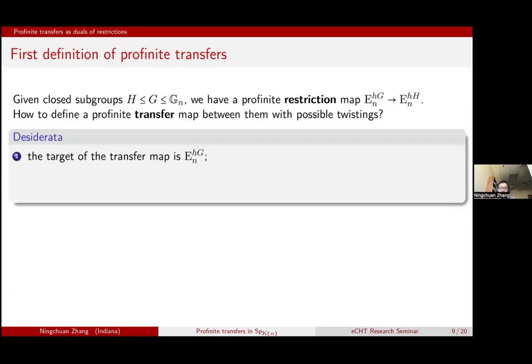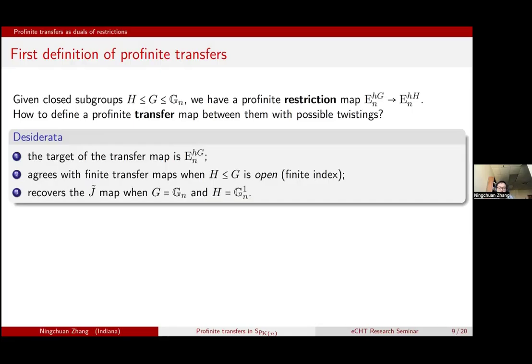The first, I want the target to be E_n^{hG}. I don't want any twistings on the target of the transfer. Second, I want the transfer map to agree with finite transfer maps when H is finite index in G, or it is open in G, because for finite group inclusion, there's a very natural way to define the finite transfer. You pretty much just sum up the elements in the orbit. And lastly, I want my transfer to be some kind of the J tilde map when G is G_n and H is G_n^1. So I want to realize this transfer as a higher analog of J.